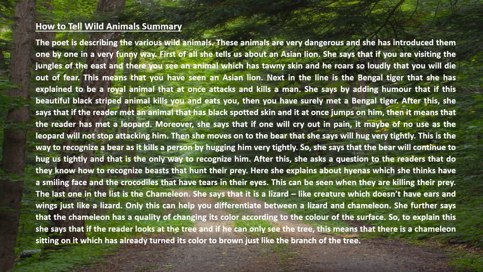This slide is telling us the summary of the poem. Students, this poem is made up of 6 stanzas, and in 6 stanzas, Carolyn is telling us about 7 animals. The first one is Asian lion. The second is Bengal tiger. The third is leopard with peppered skin. The fourth is bear. In the fifth stanza, 2 animals or wild beasts are mentioned, and they are hyena and crocodile. And the last one is chameleon.